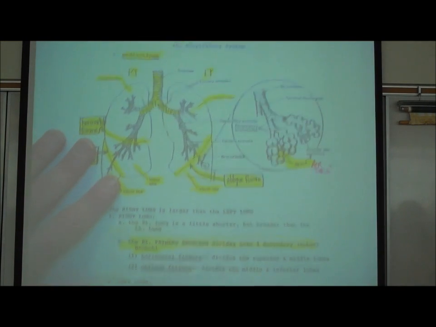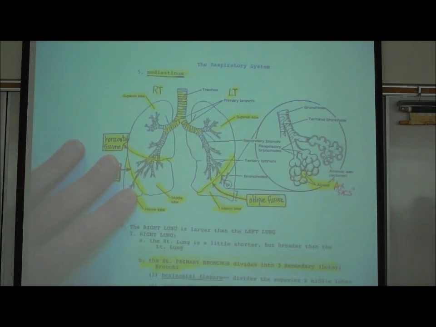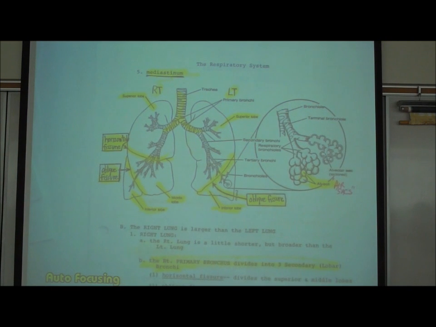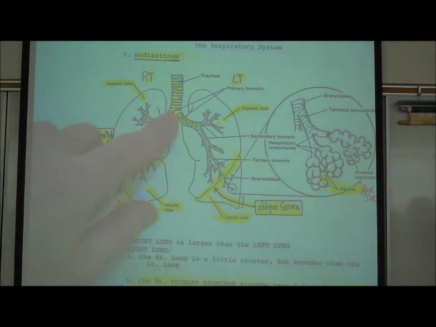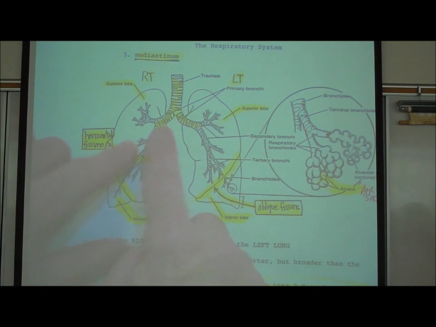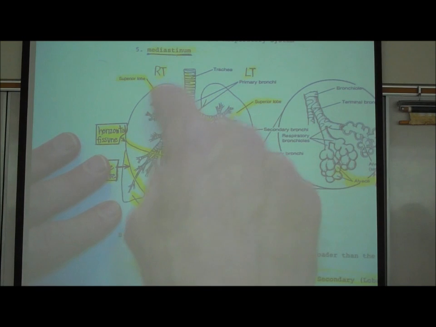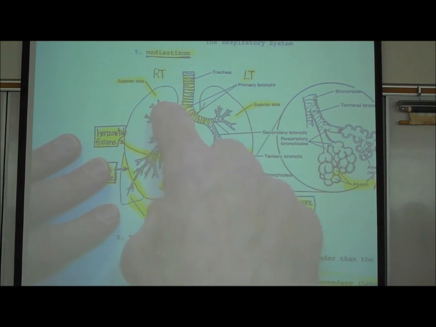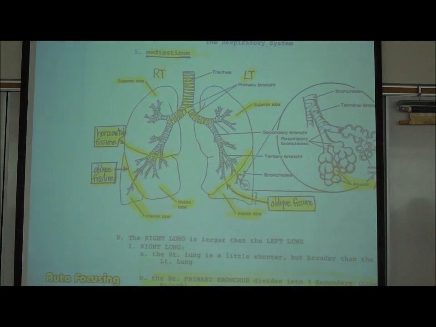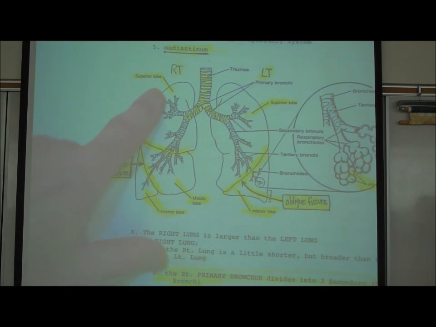On page K11, let me describe this picture of the lungs. So here's the trachea. It's bifurcating into a right and left pulmonary bronchus. And the right lung, and I wrote right and left here, the right lung is bigger than the left lung. The right lung is made up of 3 lobes. The top is called the superior lobe, the middle is called the middle lobe, and the bottom is called the inferior lobe. There's 3 lobes to the right lung.